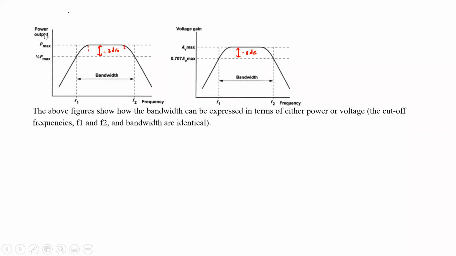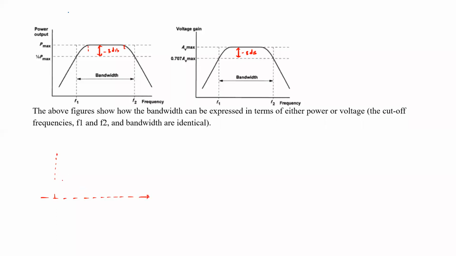And if it is power gain, when we come down by minus 3 dB, it is actually half the maximum power. It is 0.707 times the maximum voltage gain. Here it is half the maximum power gain. Understand that? Why it is so? We shall try to understand. I'll explain again. Just lend your ears here very carefully.